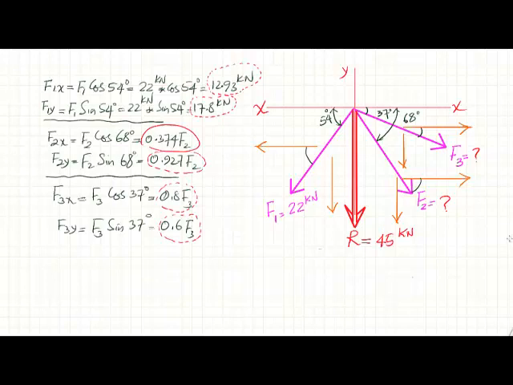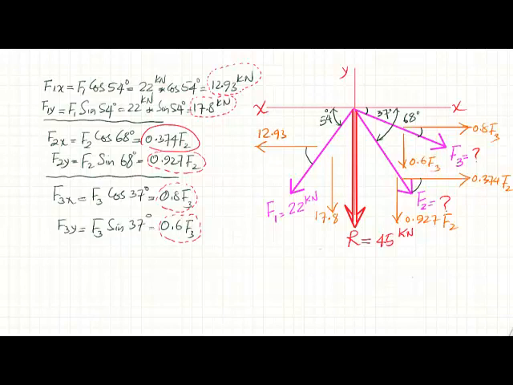So we'll just put the numbers for these values to be able to use them. F1x is equal to 12.93, and F1y is equal to 17.8, and F2x is equal to a fraction of F2, so it's in terms of F2 calculated, so this will be 0.374 F2, and F2y is equal to 0.927 F2. Same thing goes for F3. This is 0.8 F3, and this is 0.6 F3.